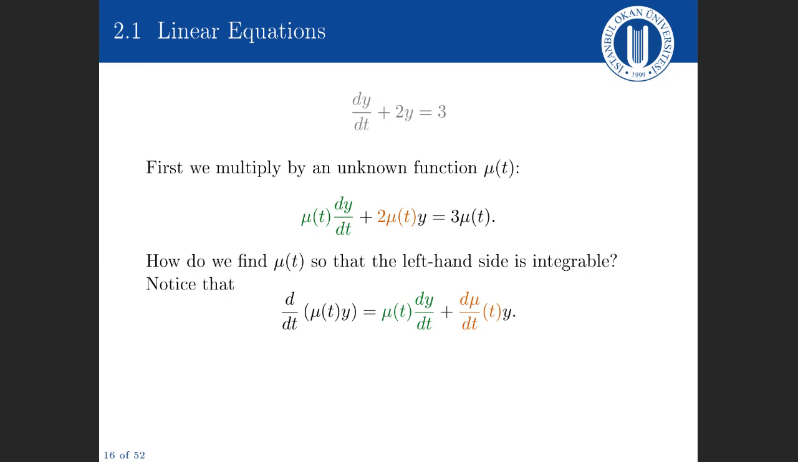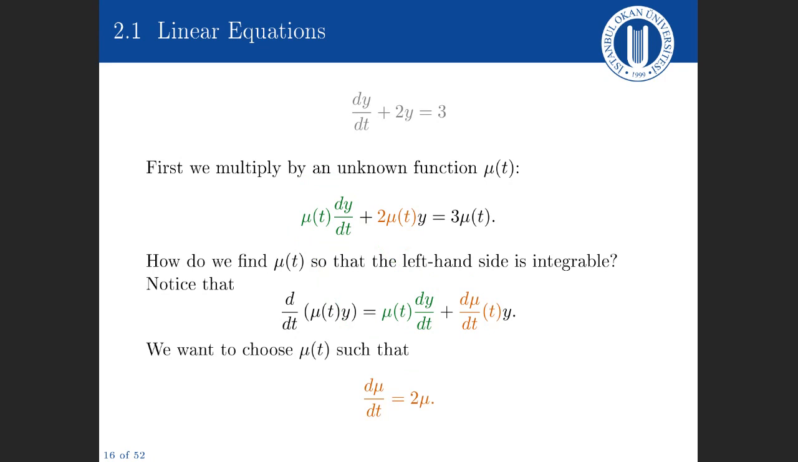Note that by the product rule, the derivative of mu multiplied by y is mu multiplied by dy dt plus d mu dt y. And compare that with what we have. In green, there's mu t dy dt in both of these. And then we have this orange term, 2 mu up top. Down here, we have d mu dt. If we can have these the same, then we can use the product rule.